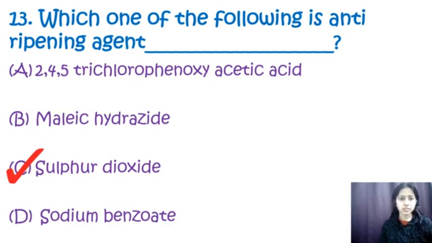Next, 2,4,5-trichlorophenoxyacetic acid is a synthetic auxin, and this chlorophenoxyacetic acid is a herbicide that was used to defoliate broad-leaved plants. Maleic hydrazide is a plant growth regulator which reduces growth by preventing cell division but not cell enlargement. Sodium benzoate acts as a food preservative, mainly used in acidic foods like pickles, sauces, carbonated drinks, etc. So here the correct option is option C, that is sulfur dioxide.